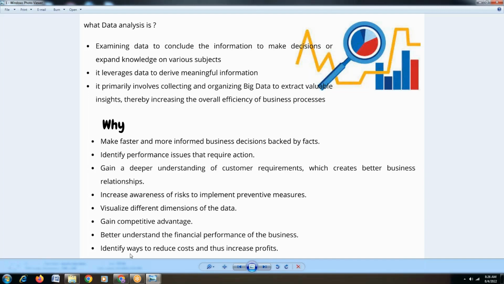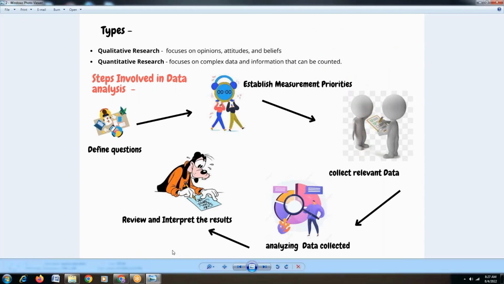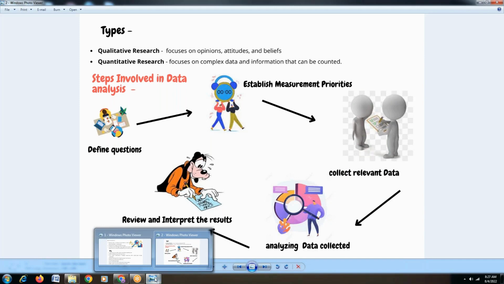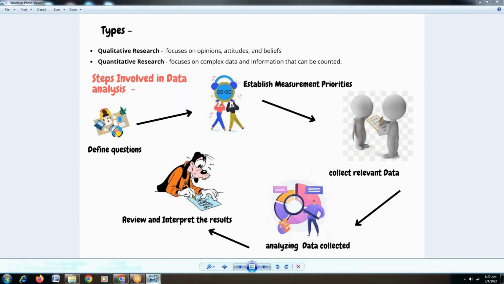Hi everyone. Today we are going to discuss the data analysis part. We are discussing what exactly data analysis is all about. Second, why data analysis or analytics is essentially required nowadays for any of the enterprises. Next, we need to know the different types of data analysis, followed by the steps involved if you want to make data analysis a regular one.